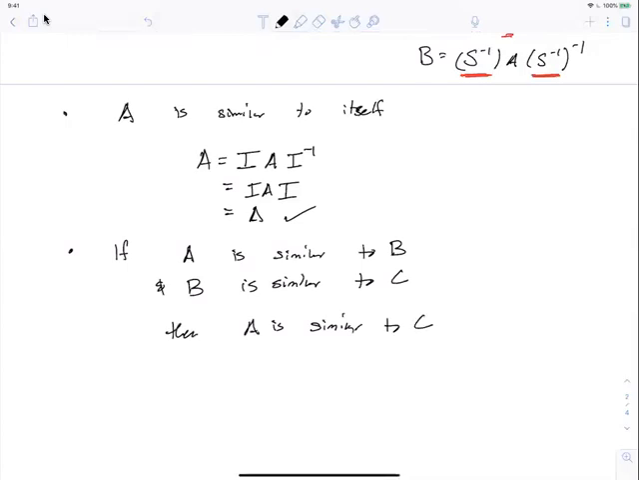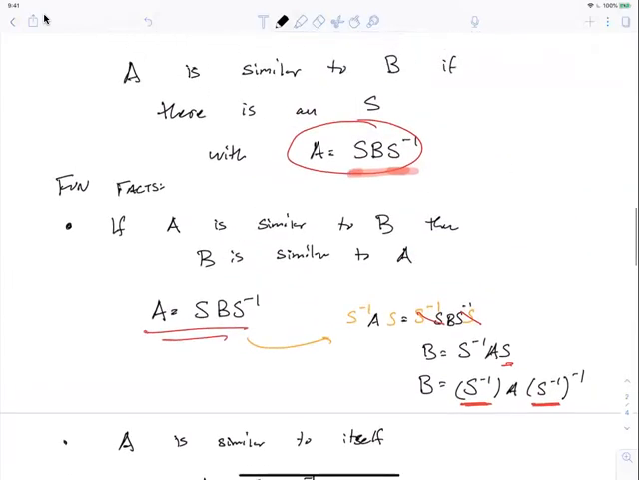So the main idea of what's happening here altogether is a similar matrix is the same operation under a different basis. And the similarity, this S that we're talking about, is just the change of basis that we need to make it really do the same thing.